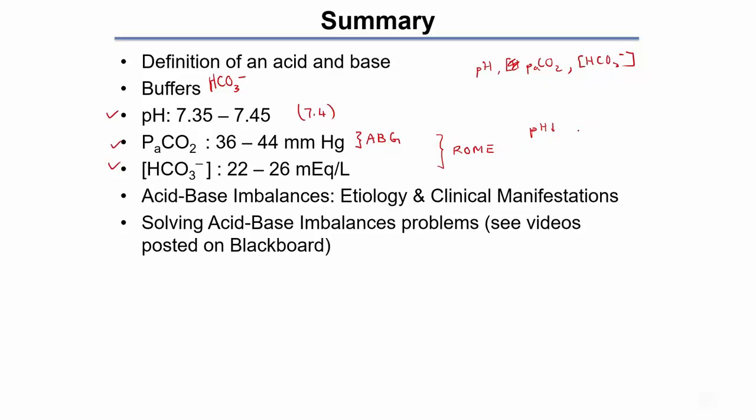Then for metabolic acidosis, bicarbonate levels have to be decreasing as well, because it's buffering all the other metabolic acids. So please look at the etiology and clinical manifestations that we just went through, and then most importantly, please solve the acid-base imbalance problems. That's activity 2.